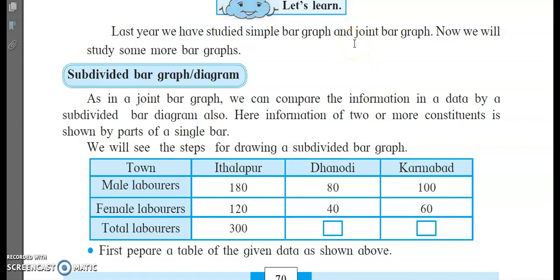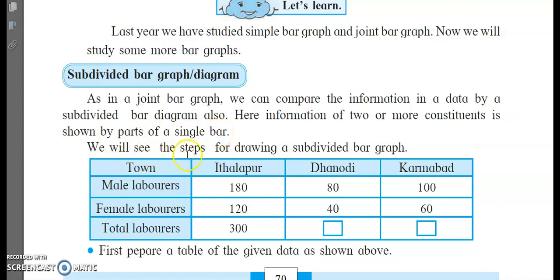In joint bar graph, you have already studied that 2 bars are there. 1 bar for one element and second bar for second element. Now here you don't have to draw 2 joint bar graphs, but you have to draw one graph and partition it in between. So as in a joint bar graph, by a subdivided bar diagram also we can compare the information of the given data. Here some information is given of 2 or more constituents and it is shown by parts of a single bar.